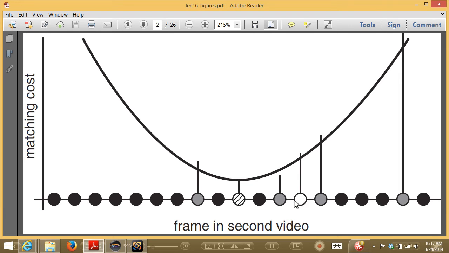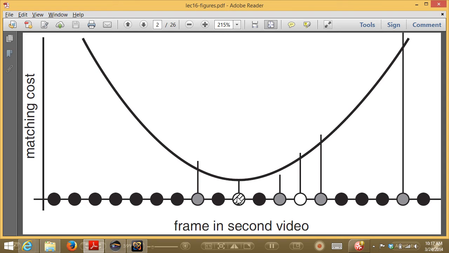Then I can measure the error a little bit of a distance away from that white dot at these gray dots. So I have 1 frame away on either side and 5 frames away on either side. And then I get a bunch of errors at those points too. And what I could do is fit a hypothetical parabola to these points and find the place where that parabola is lowest. And that gives me this stripe dot, which is my hypothesis about the best match that this first frame has to the frame in the second image.